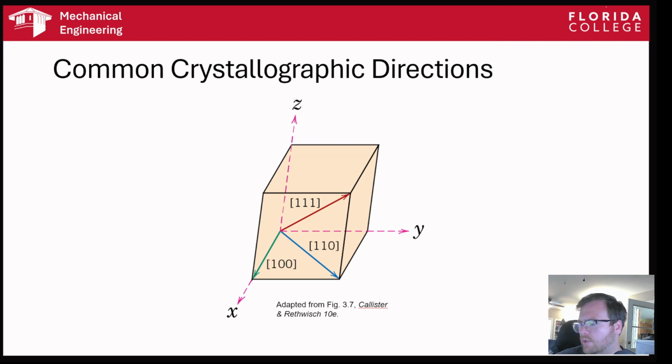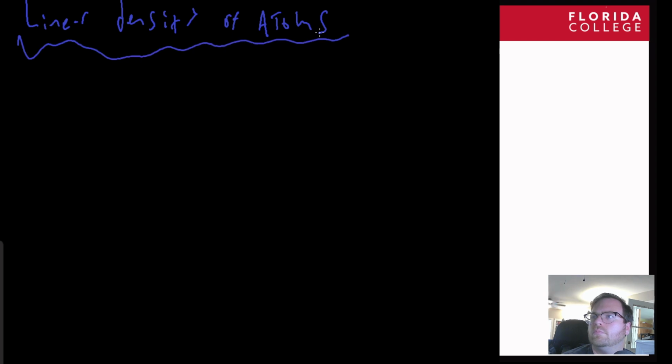Okay, so yes, these are our common crystallographic directions. And yeah, 1, 1, 1, 1, 1, 0, 1, 0, 0. Okay, I've already talked about those. So next, we're going to talk about linear density of atoms. So let's move back. Okay, linear density of atoms. One of the reasons why we like to talk about line vectors and unit cells is because then we can calculate linear density.